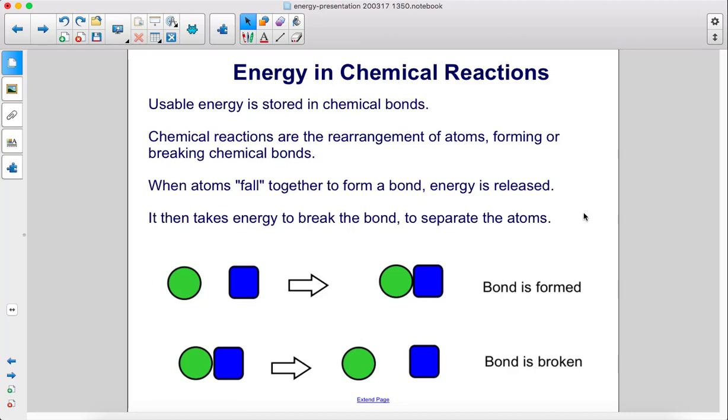Usable energy is stored in chemical bonds. Chemical reactions are the rearrangement of atoms, forming or breaking chemical bonds. When atoms fall together to form a bond, energy is released. It then takes energy to break the bond, to separate the atoms. So here we can see a bond is formed, and here a bond is broken.